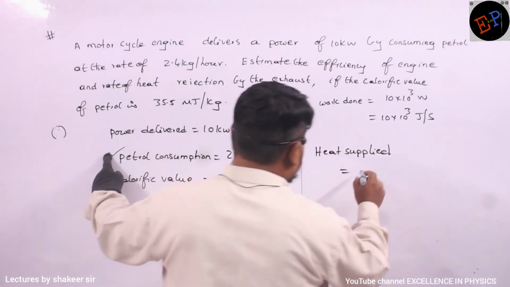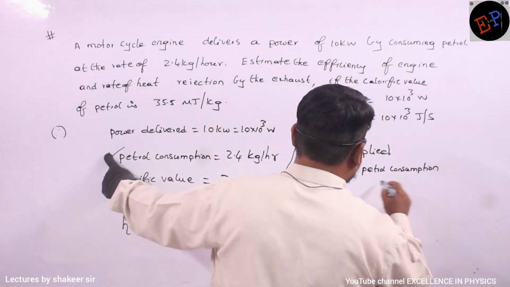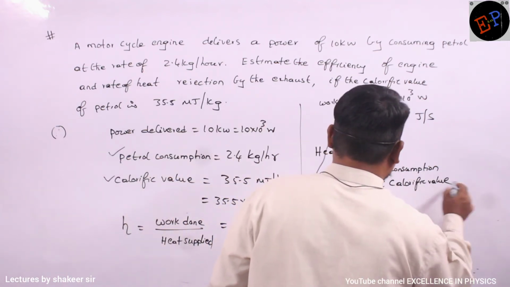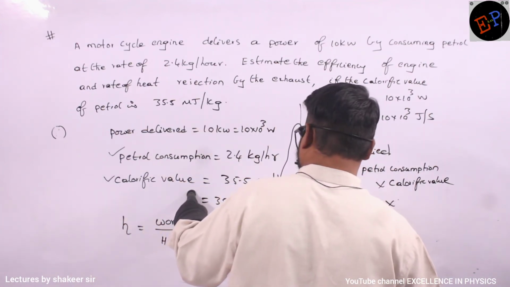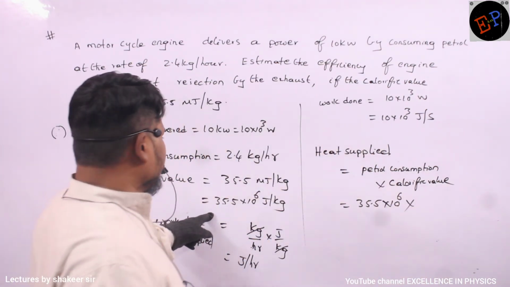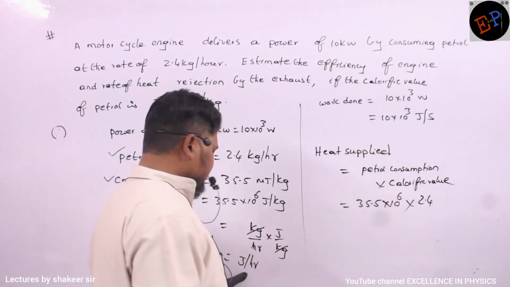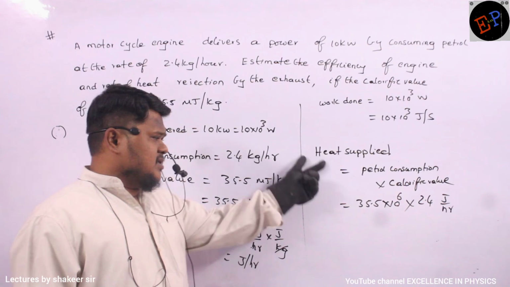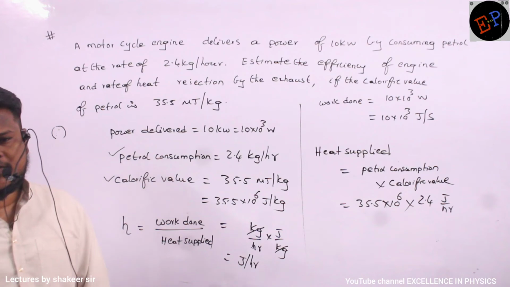So therefore, heat supplied, how can I calculate? My heat supplied is nothing but petrol consumption multiplied by calorific value. Okay, petrol consumption is how much? It is 2.4, multiplied by 35.5 multiplied by 10 power 6, the calorific value. And what is the unit I will get? My unit I will get is joules per hour. Okay, ma? So this is the heat supplied, or the heat which we are receiving from the reservoir when we are burning this much amount of petrol.